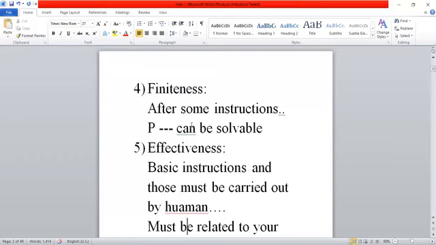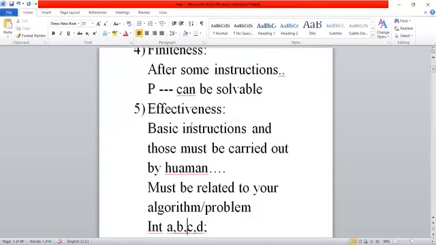And the next property is finiteness. The algorithm must terminate after some steps or instructions. This is possible when and only when the problem is solvable. Solvable problems always require only a finite number of instructions. That is finiteness. And the last property is effectiveness.